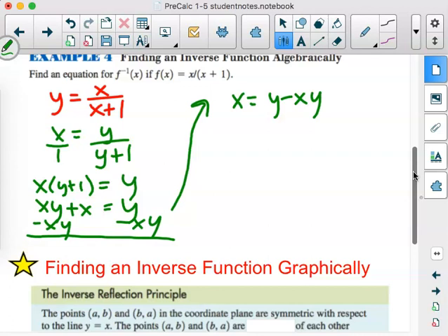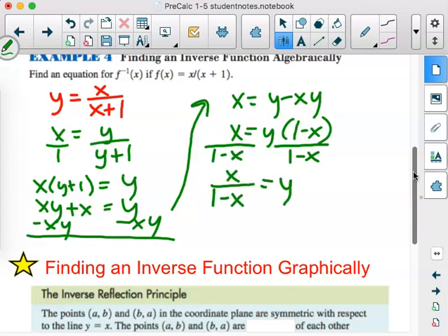And to do that, I'm going to have to factor. And now, if I divide both sides by 1 minus x, I will have y in terms of x. And then I stop, because I need that step 2.5. What should I name this thing? Well, they told me. This one is just going to be f inverse of x. That's going to be our notation.